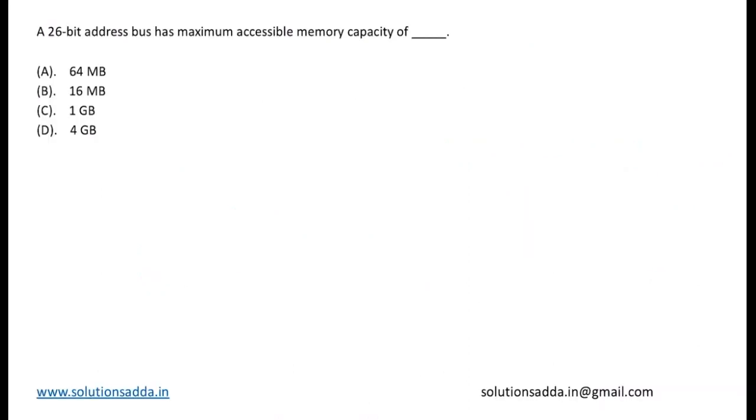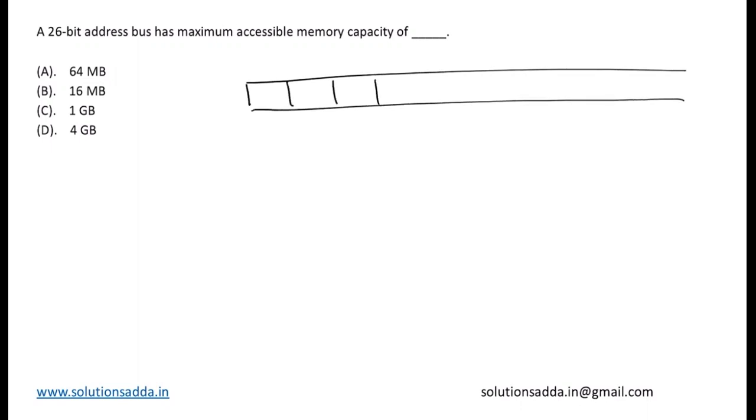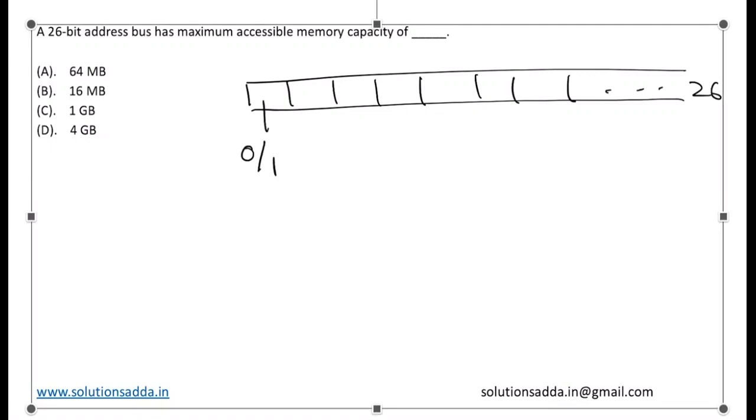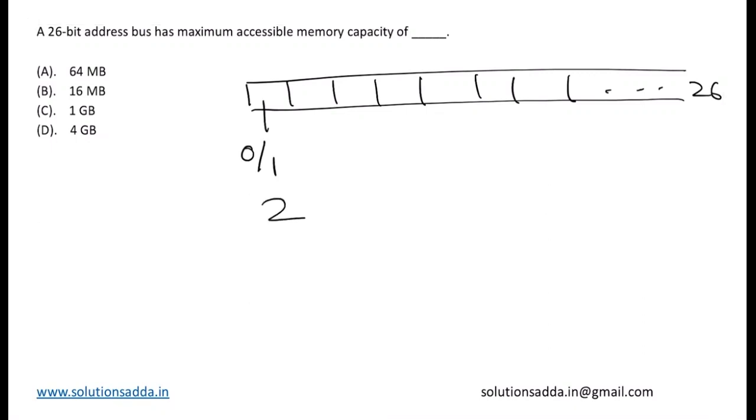This is a question from computer architecture. A 26-bit address bus has maximum accessible memory capacity of: options are 64 MB, 16 MB, 1 GB and 4 GB. So, the address bus is of 26 bits. Each bit can either have a value of 0 or 1. Hence, the total accessible memory capacity that is possible is 2 to the power 26.